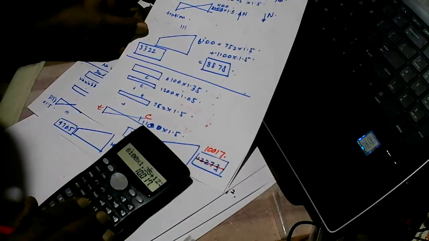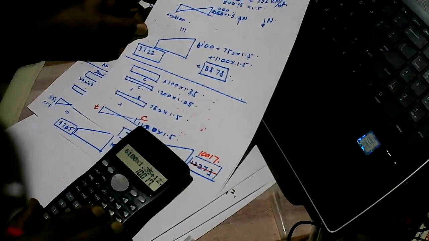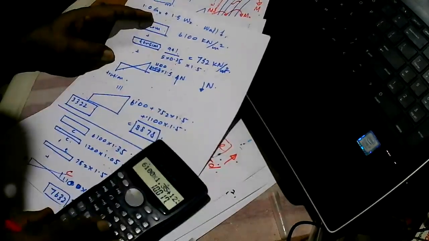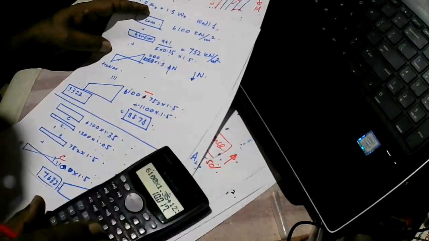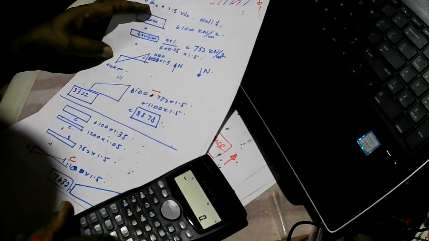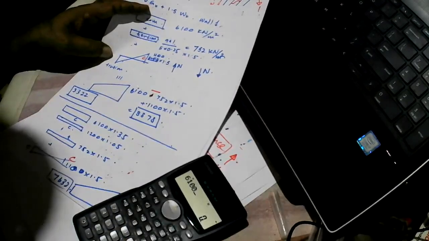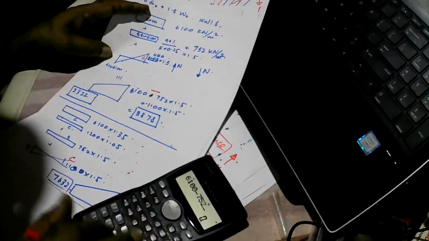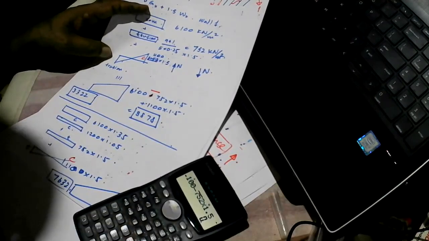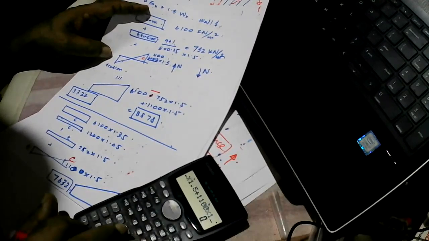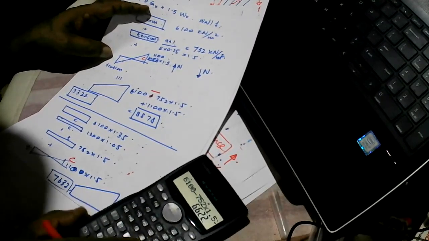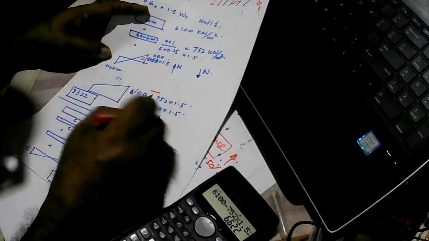Yes, sir. 8,878. Just above that line, 8,800. Yeah. That side also. So this is minus, this plus. Okay. So always mark tension and compression, then you will not make a mistake. 6,900 minus 752 into 1.5 plus 1,100 into 1.5. Then you get 6,622.